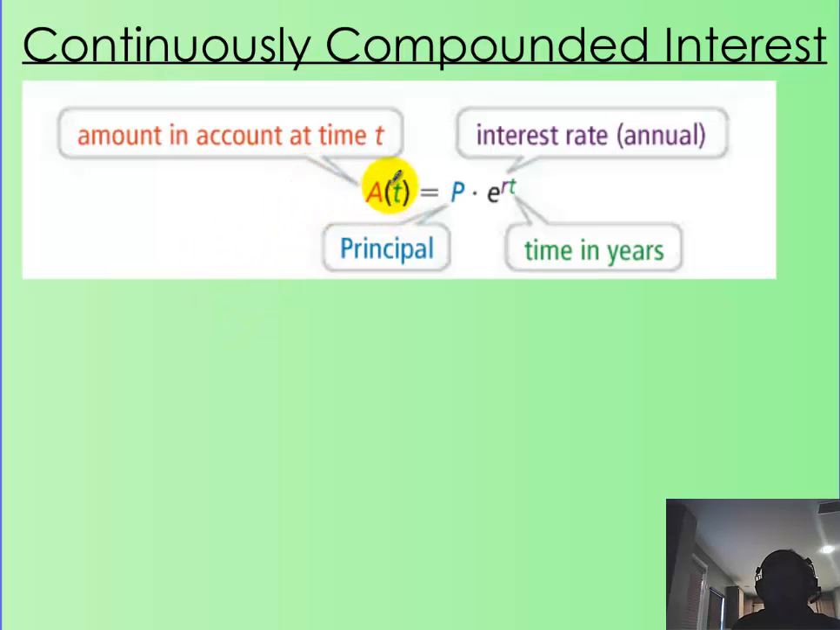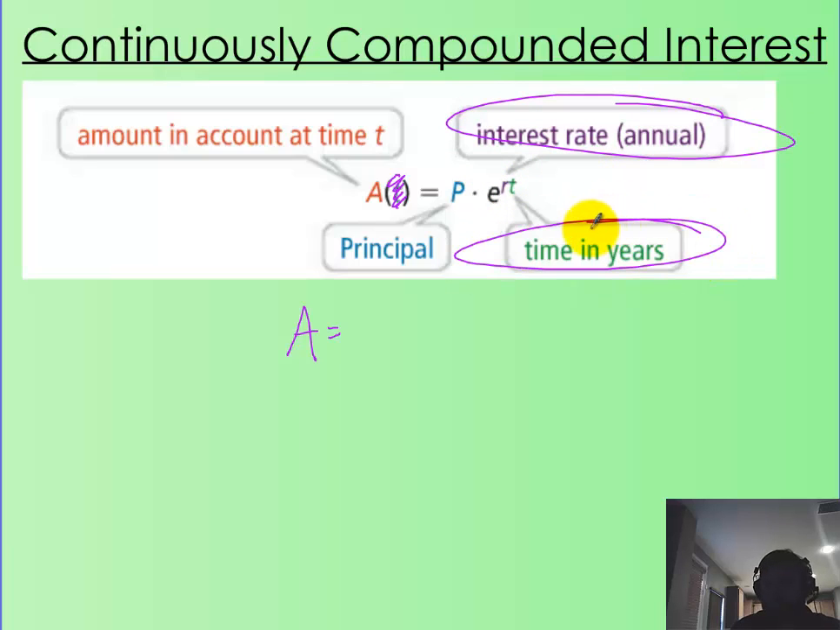So we still have our A, or the amount that you have at the end, in terms of t, so you can kind of ignore that t. A equals the principal, what you start off with, times e, the new number you learned, to the power of the interest rate times the number of years. Sometimes you'll see this as P e to the rt power. So let's actually use that.